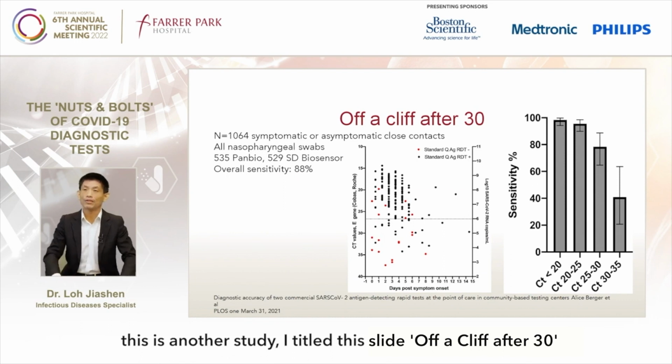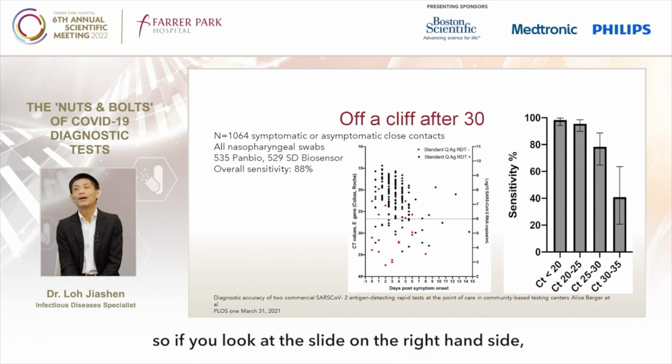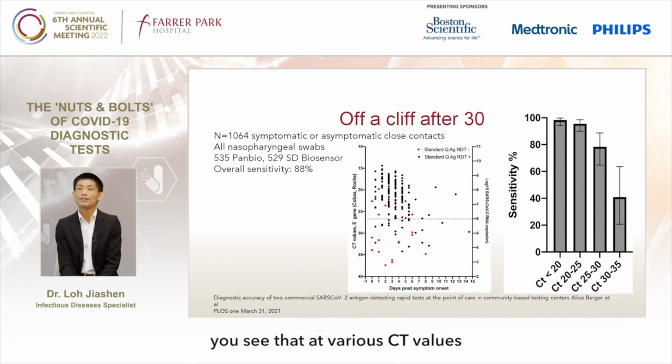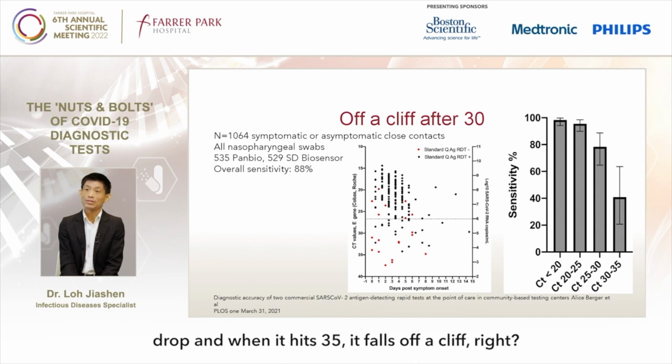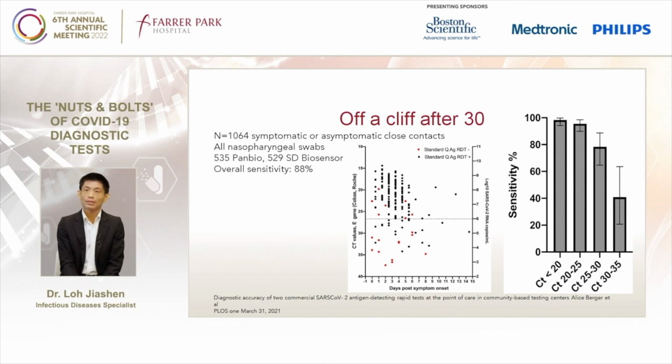I titled this slide, Off a Cliff After 30. It's not about age, it's about CT value. If you look at the slide on the right-hand side, you see that at various CT values, the sensitivity is pretty good at 20, 25, and when it hits 30, it starts to drop, and when it hits 35, it falls off a cliff, right? So at high CT value, ART is not so good.